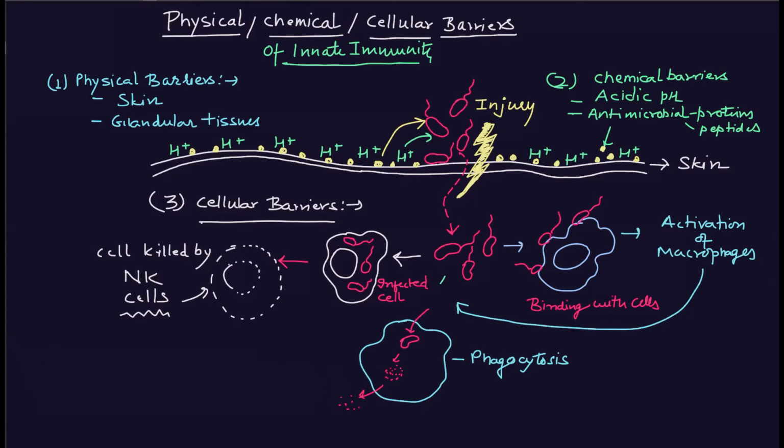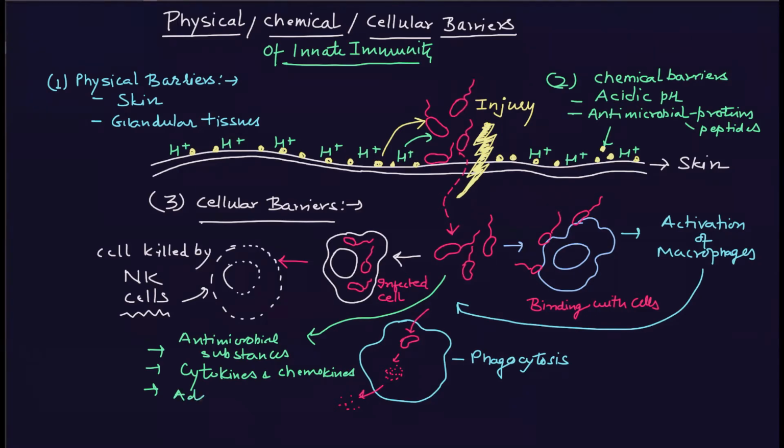And how are they going to work? They're going to work via antimicrobial substances. They're also going to work via cytokines and chemokines. And the third important system that will be initiated is the adaptive immune response to kill those pathogenic organisms.